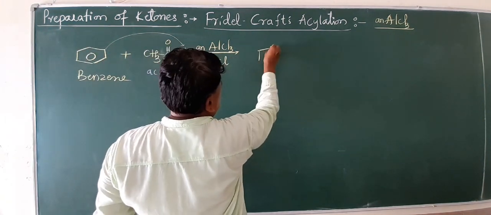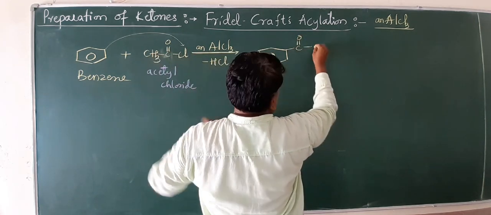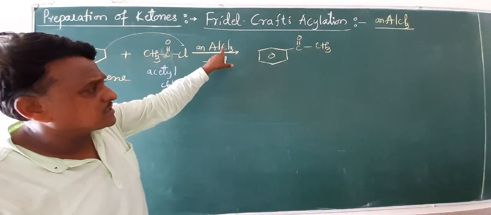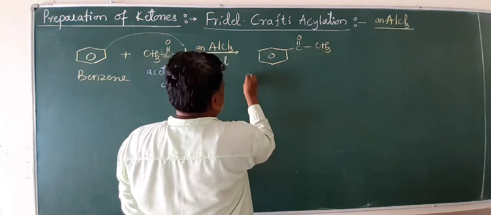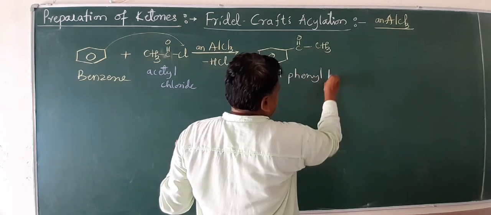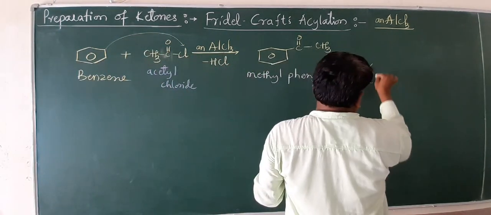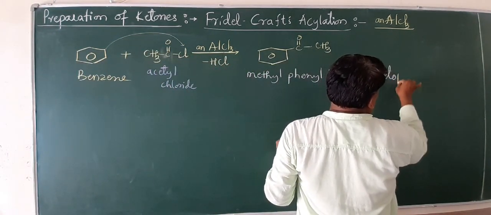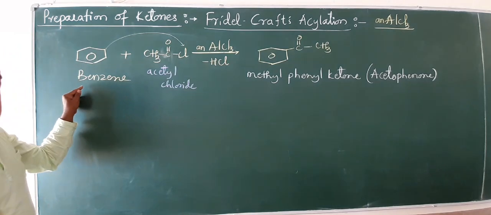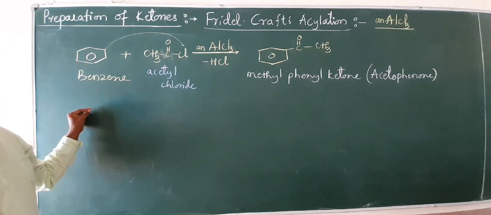What remains is benzene with a C double bond O and CH3. Yes, benzene reacts with acetyl chloride in the presence of anhydrous aluminium chloride to form this compound, methyl phenyl ketone. Methyl phenyl ketone. Commonly or commercially, we know this compound as acetophenone. So, it's very important, friends. When benzene reacts with acetyl chloride to form acetophenone, this is a preparation of aromatic ketones.